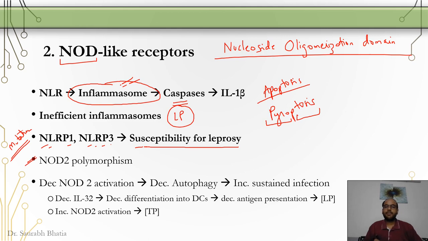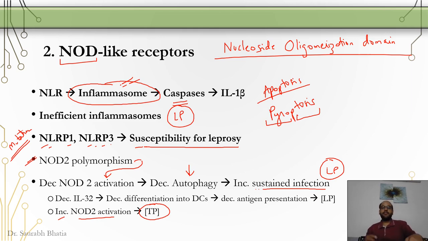Similarly, NOD2 polymorphism will lead to decreased NOD2 activation, decreased autophagy. Now what is autophagy? Autophagy is killing and engulfing our own cells. So the macrophage is going to engulf the body cells, okay? That is known as autophagy, eating yourself. And when NOD2 activation decreases, this decreases autophagy, leading to sustained infection, leading to lepromatous pole. Both clear? If the NOD2 activation is increased, the opposite happens and the death of cell occurs and you have tuberculoid pole. We are clear on that? So I hope I've been able to explain in 3 minutes how NOD-like receptor acts in leprosy.